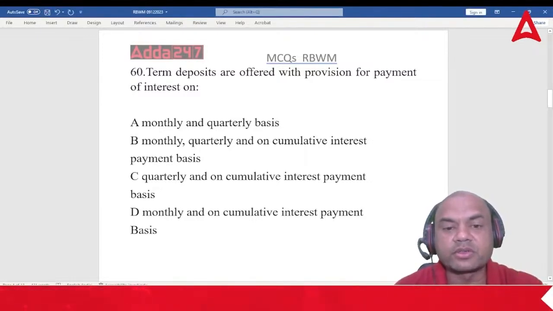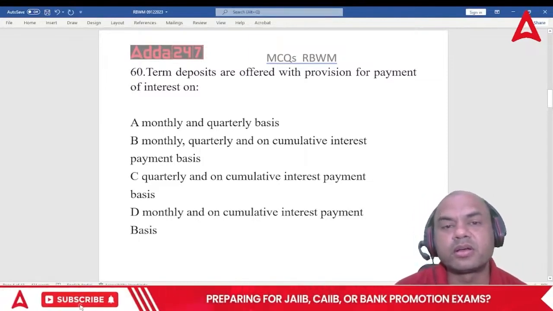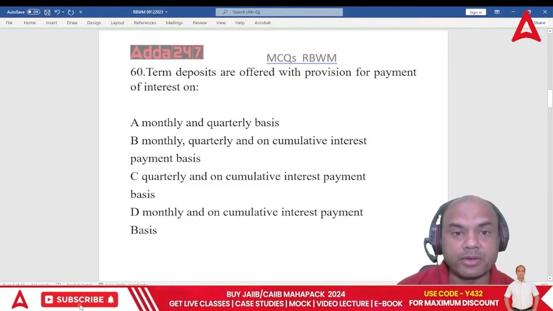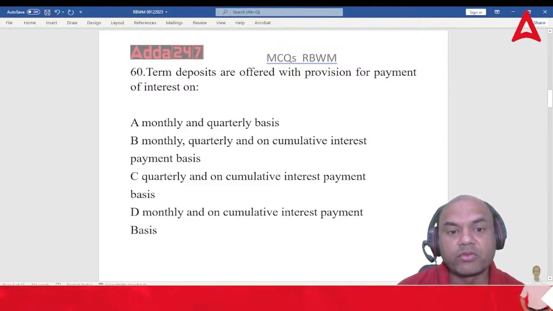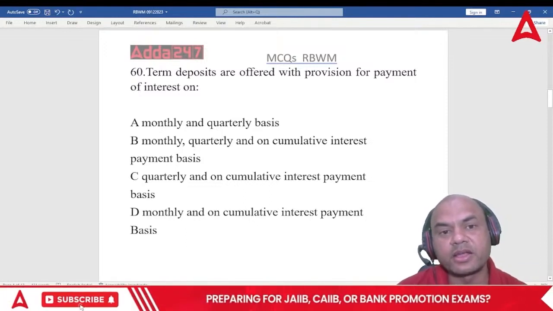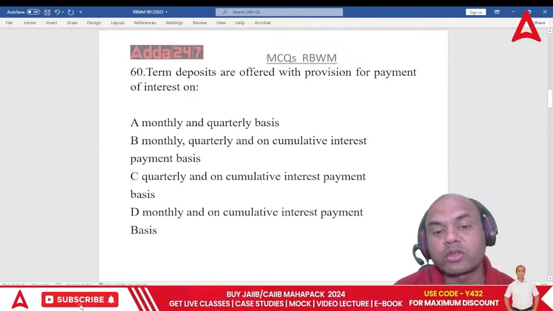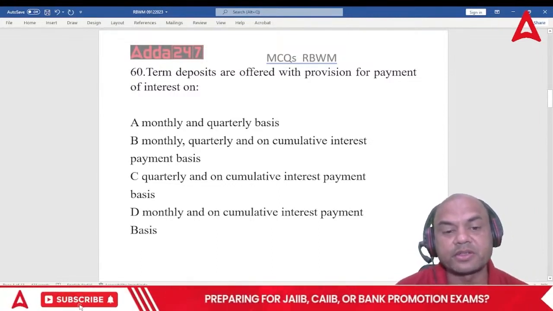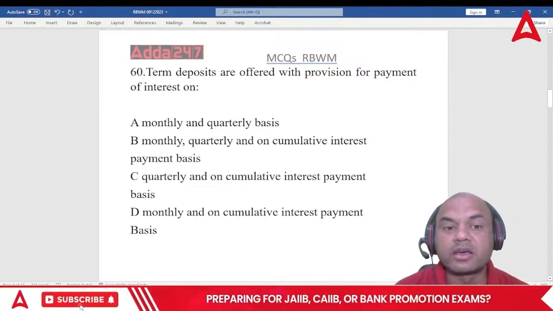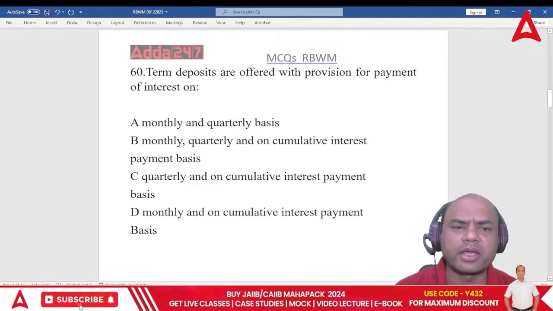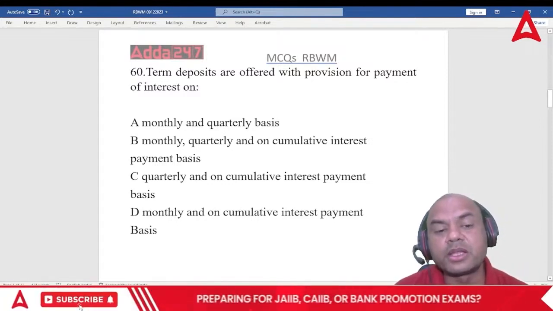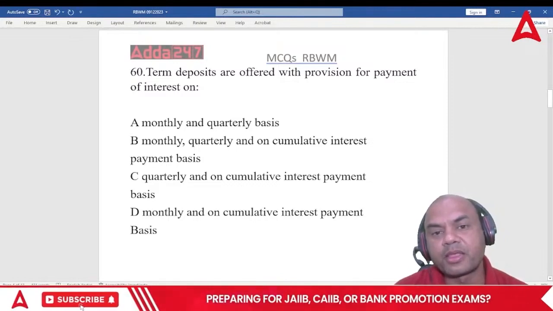Do I give the interest? How many of you work in the FD department or have worked in the FD department? What interest are you giving? Are you giving monthly interest or quarterly or cumulative or 6 monthly also? See, there can be an answer of 6 monthly also over here. Yearly also can be the answer. It depends on bank to bank. I can give the interest on monthly, quarterly, 6 monthly, and cumulative interest payment basis. I can give that also.